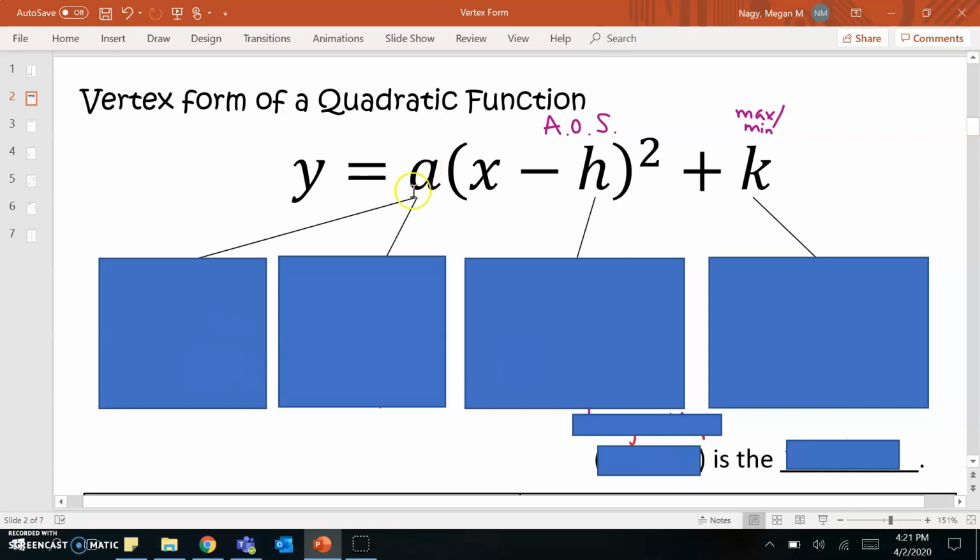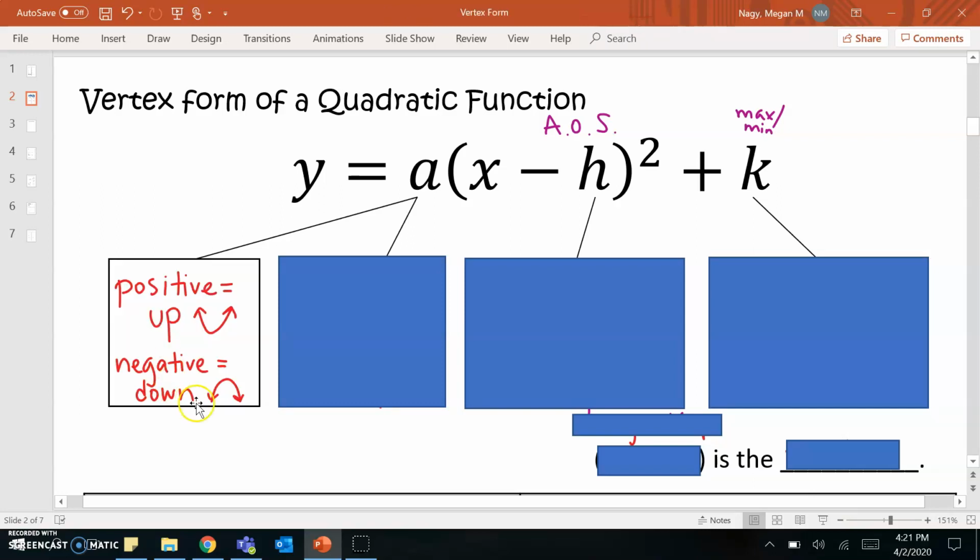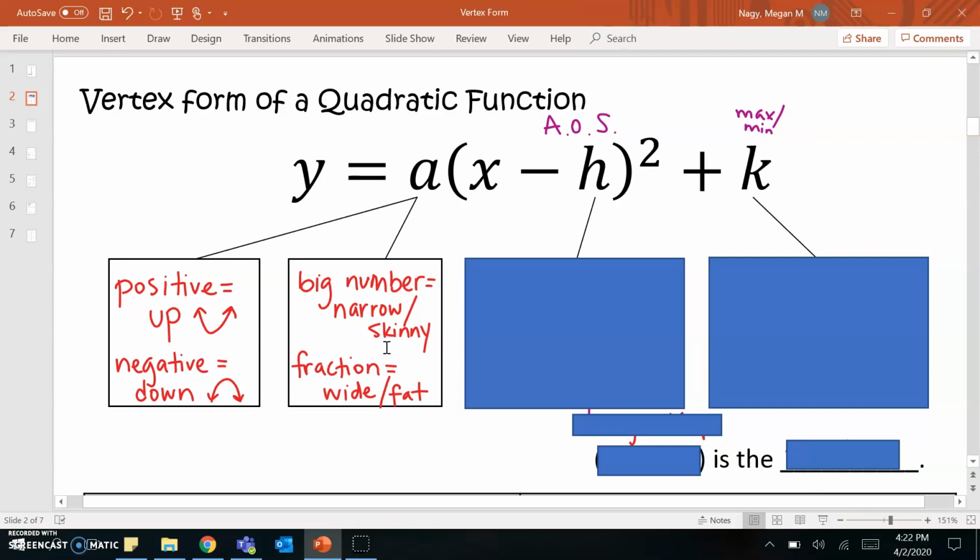So we know that a, the number out front, when it's positive, your graph is going to be facing up, and if it's negative, your graph is going to be facing down. So go ahead and write that. What you may not also know is that a affects how wide the graph is. So if a is a really big number, you're actually going to have a skinny parabola. It's going to be very narrow. And if a is a fraction, it's going to be a much wider parabola. It's going to look like a fat parabola.